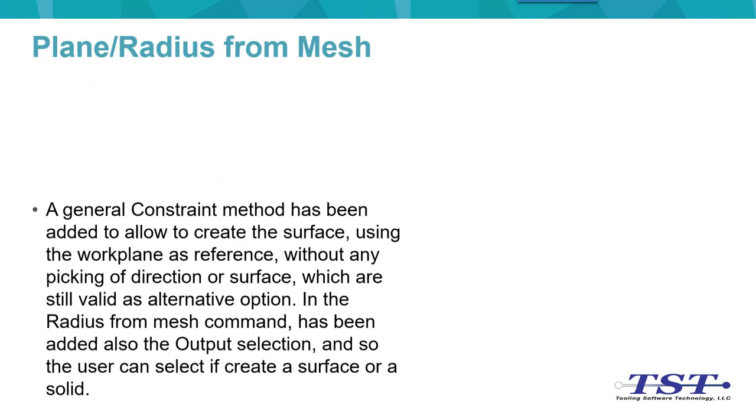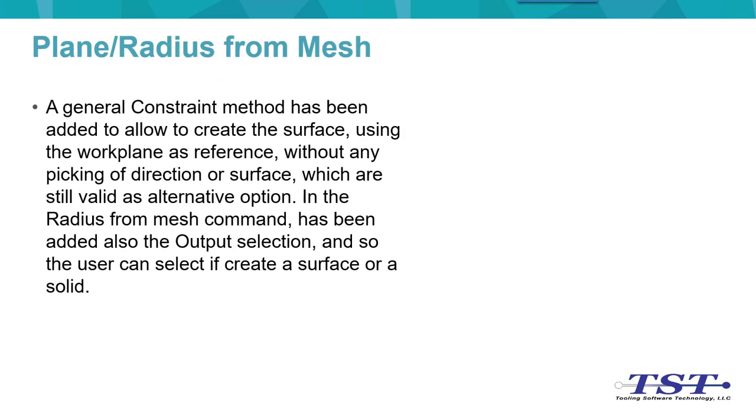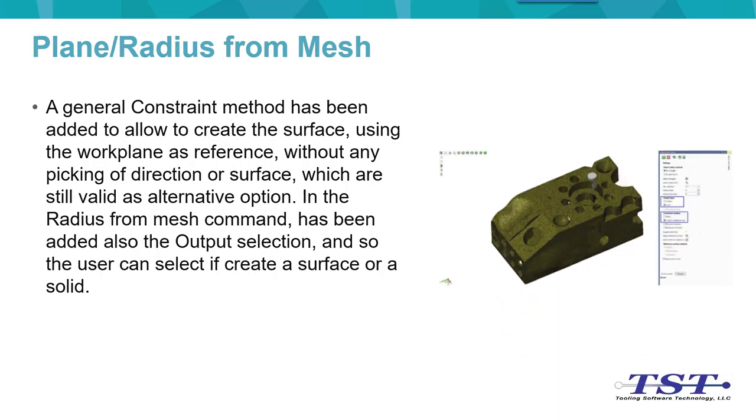Plane and radius from mesh. So a general constraint method has been added to allow you to create a surface using a work plane as a reference without any picking of directions or surfaces, which are still valid as alternative options. In the radius from mesh command, it has the ability to output selection, and the user can select and create surfacing or a solid.